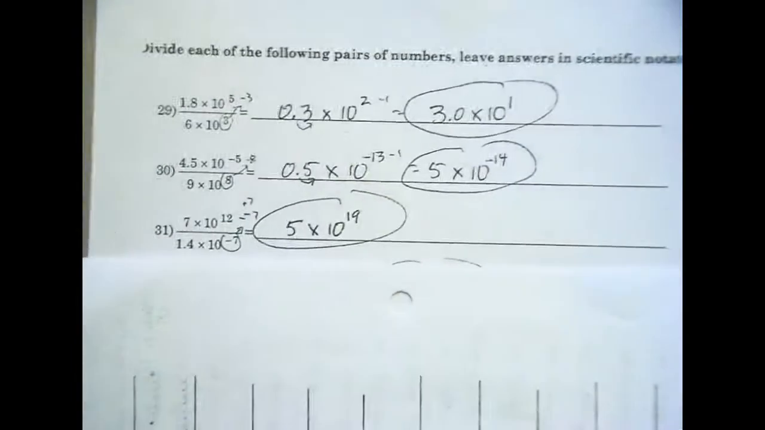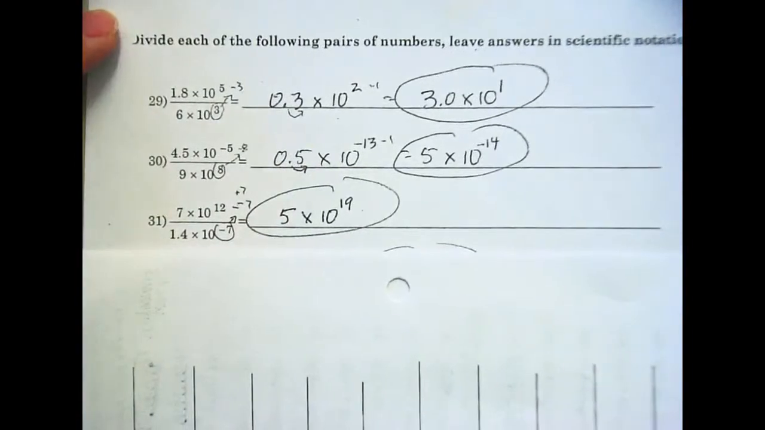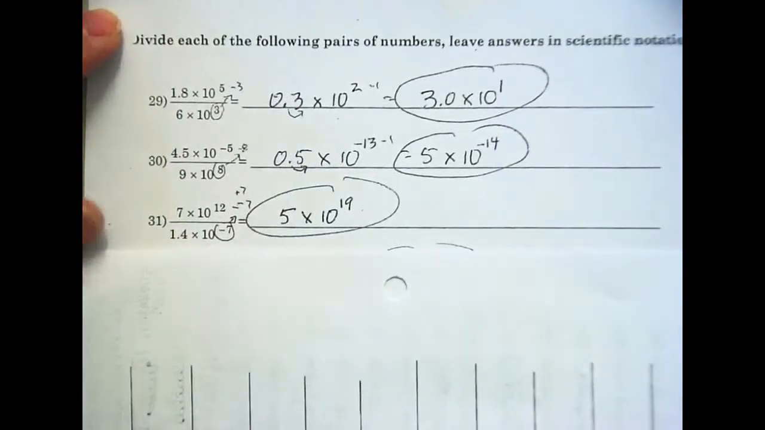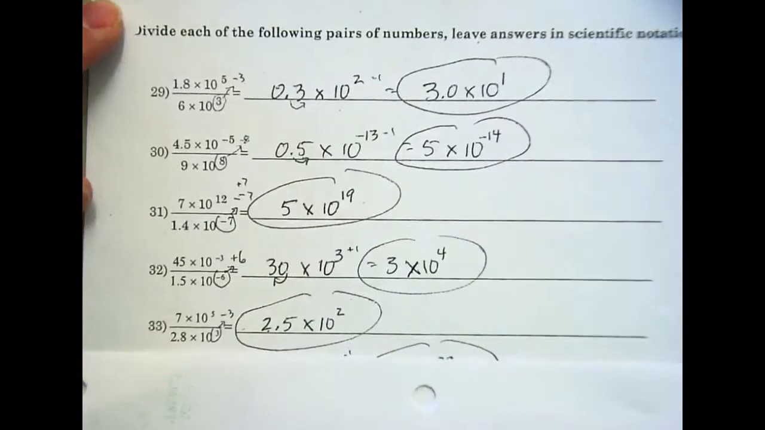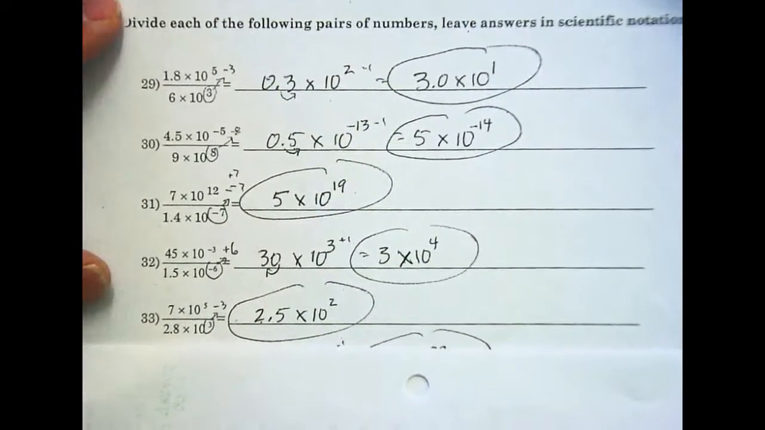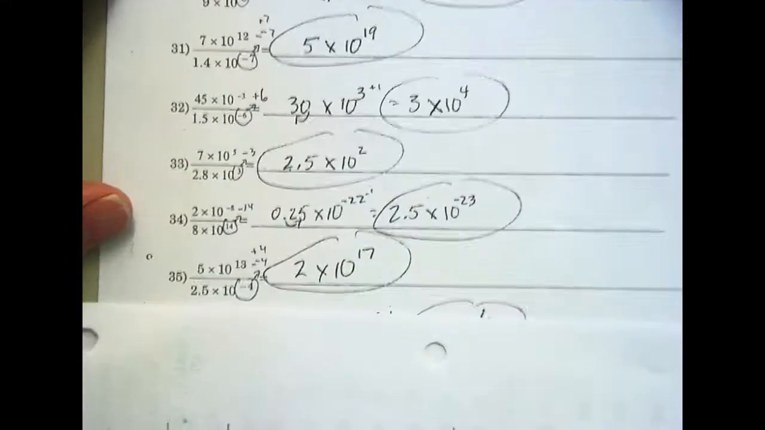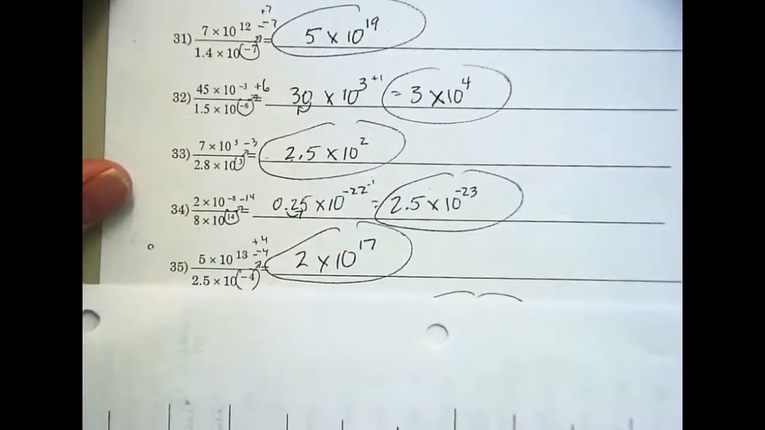Okay, number 31, 5 times 10 to the 19. How many got it? Oh, a couple. Not too many. Some of us don't want to raise our hand. 33, 2.5 times 10 to the second. What's 35? Come on, someone step out. Cole? 2 times 10 to the 17. Very good.